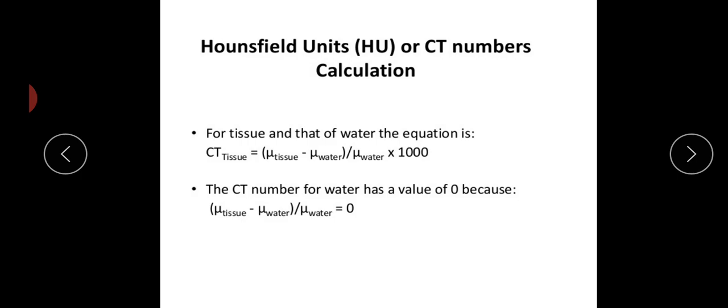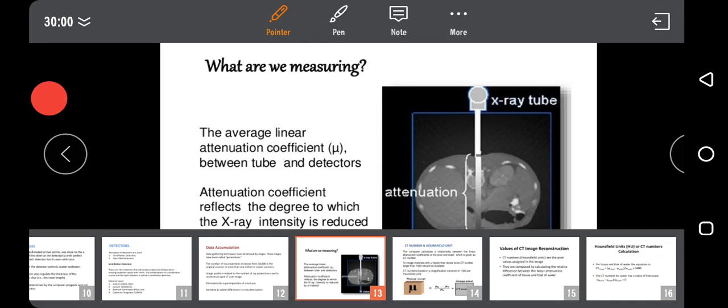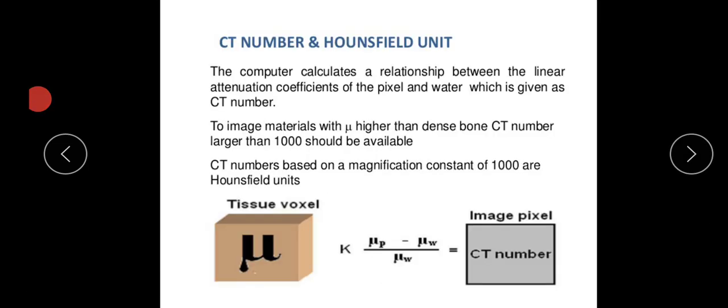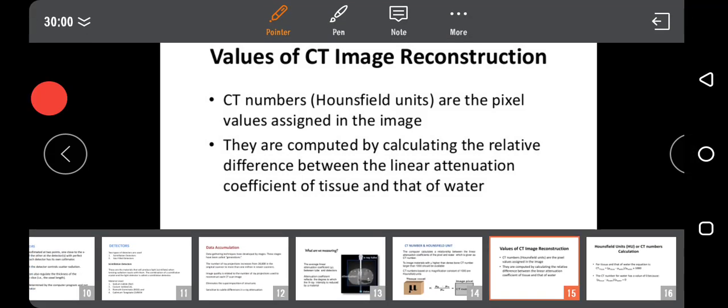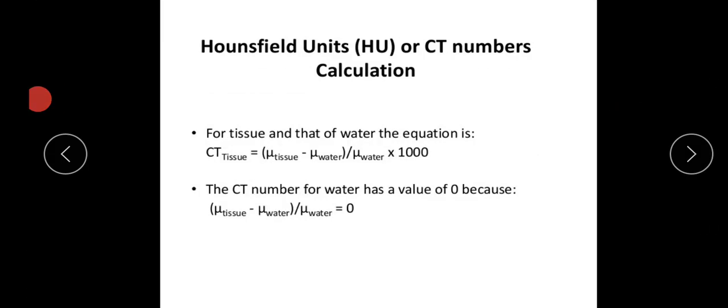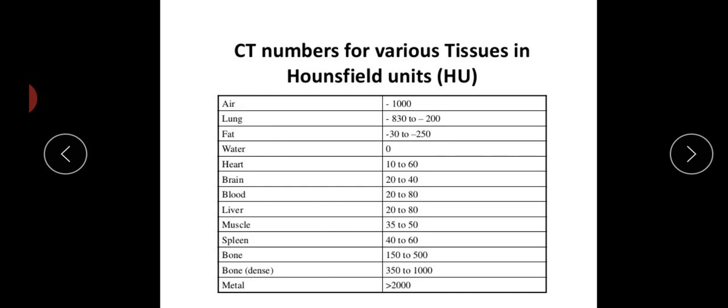The equation is this. That is, CT number of tissue is equal to the linear attenuation coefficient of tissue minus that of water, divided by that of water, times 1000. CT number of water has a value of 0 because the difference between tissue and water is 0. So by this formula, there are various CT numbers for various tissues in Hounsfield unit. CT numbers for various tissues in Hounsfield unit are as follows. That is, air is minus 1000, lungs and metal has more than 2000.